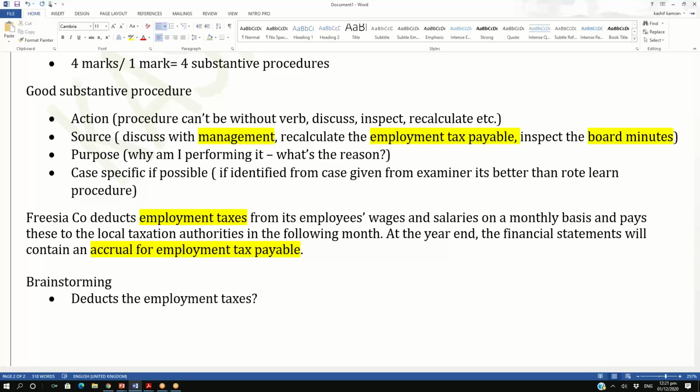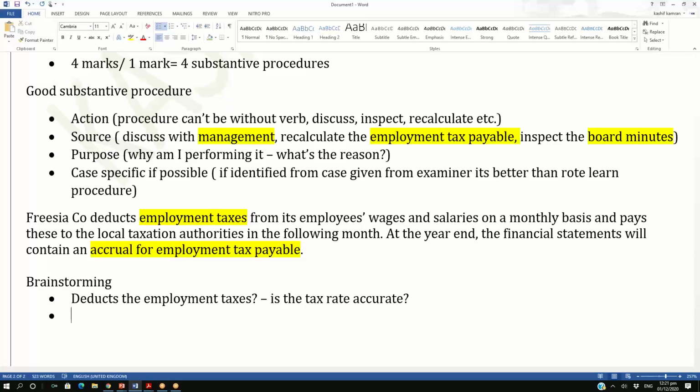So I just need to ask myself, as a student in the exam hall, that deducts the employment taxes, is the tax rate accurate? Is there any problem with the tax rate? I need to confirm through my substantive procedure that the tax rate used for deduction from the employment wages and salaries is perfectly correct. Is the tax rate accurate? Number one.